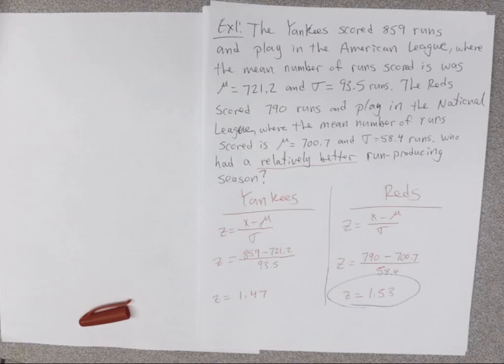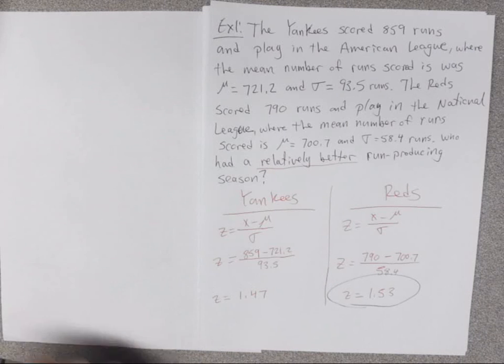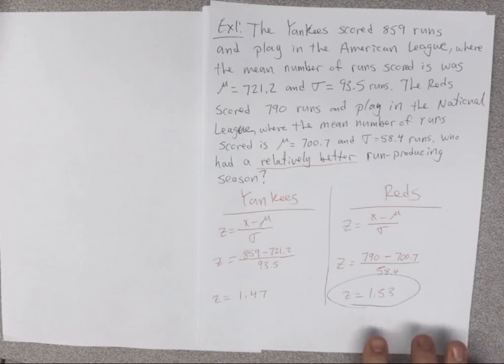The only caveat to this higher rule is if we're dealing with time. If a problem's dealing with time, then the lower z-score would be better. But we'll do another one of those problems later on. That's it.